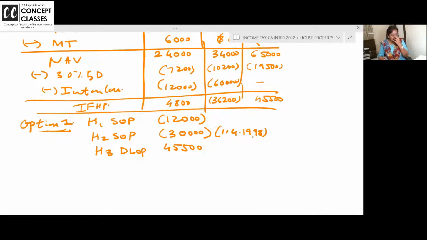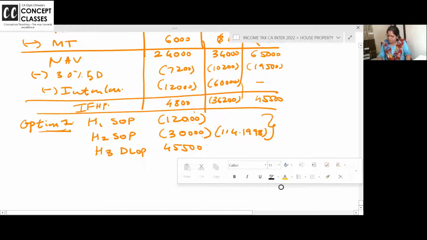1/4/1998. So maximum interest is allowed 30,000 here, and put together also the upper limit is 30,000. Two self-occupied properties put together is 30,000. So already you have claimed 12 here. So you will claim only 18,000 here.